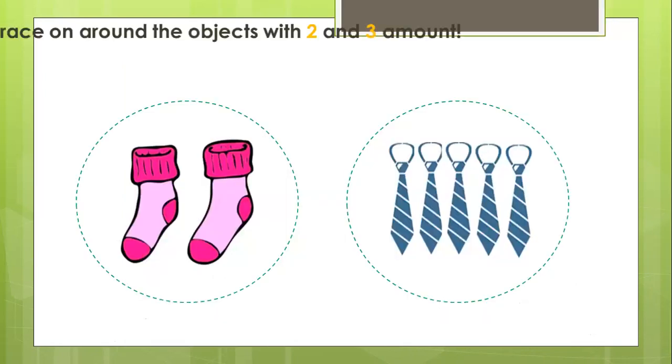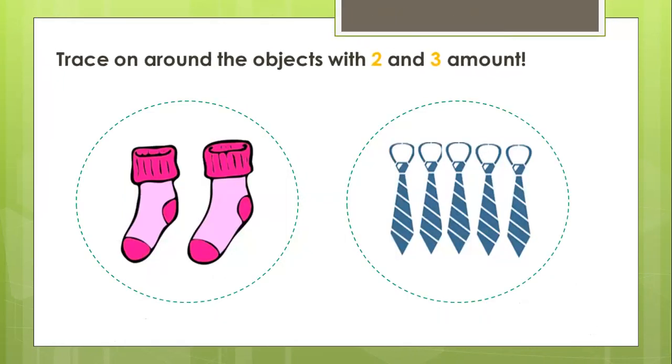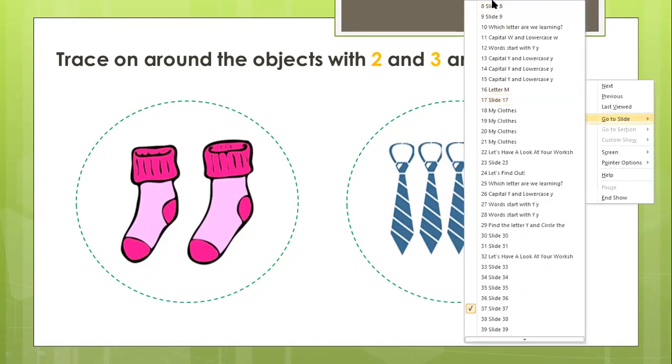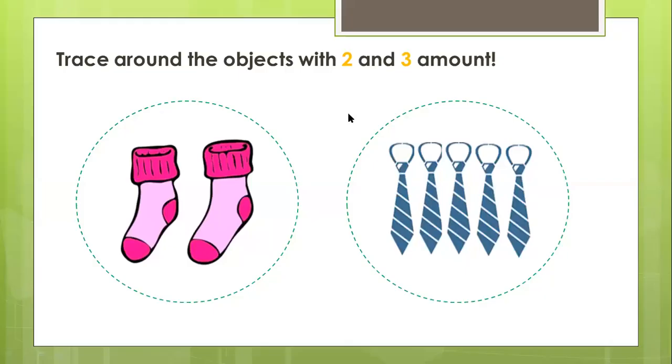All right, how about this? What do we have to do? It's a trace around, actually not trace on. So what we have to do is to trace around the objects with 2 and 3 amounts only. Which one is 2 or 3? So if it's more than 2 or 3, then you cannot trace around it.